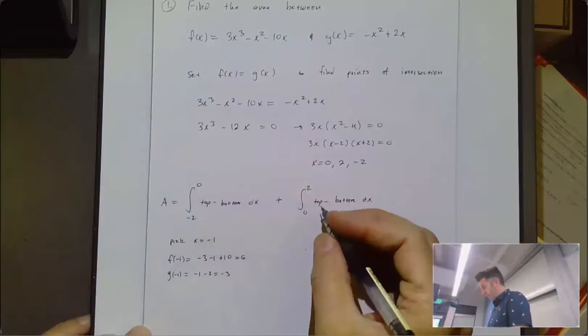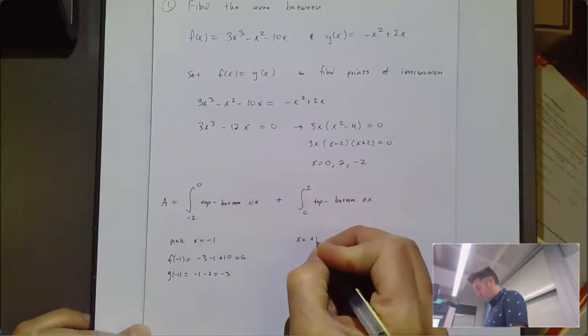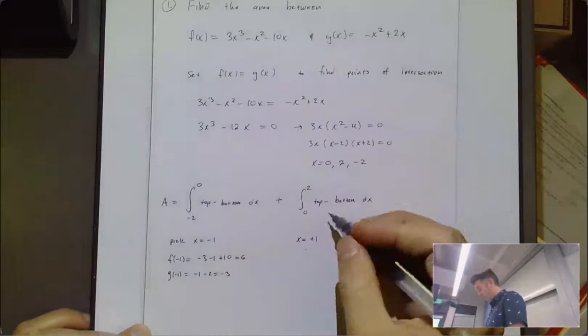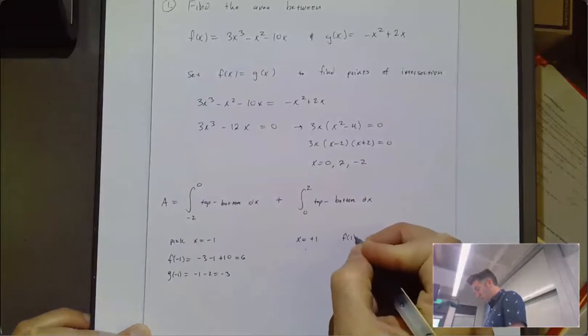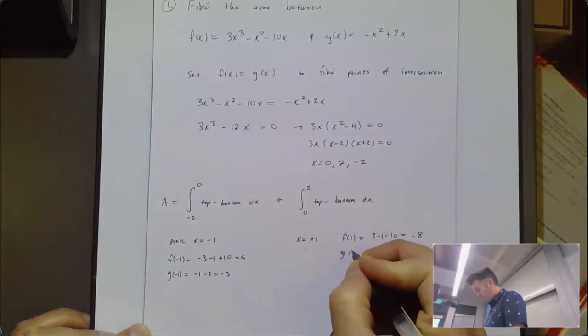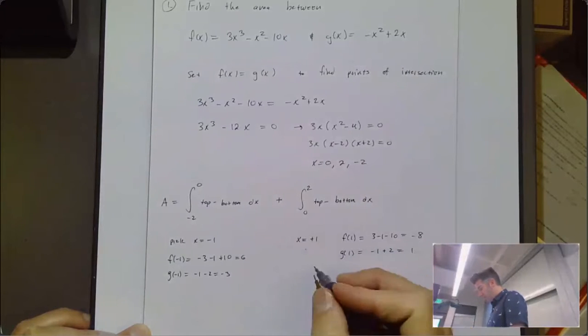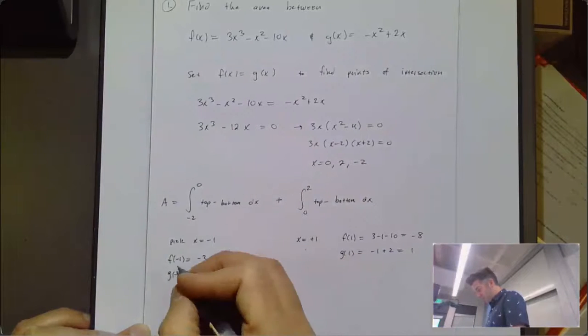On the other hand, for the interval from 0 to 2, if we set x equal to positive 1 and plug it in, f of 1 is going to equal 3 minus 1 minus 10, which is negative 8. And g of 1 is going to equal negative 1 plus 2, which is positive 1. So here, g is the bigger function.